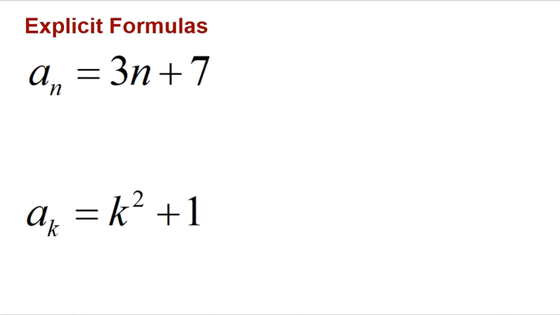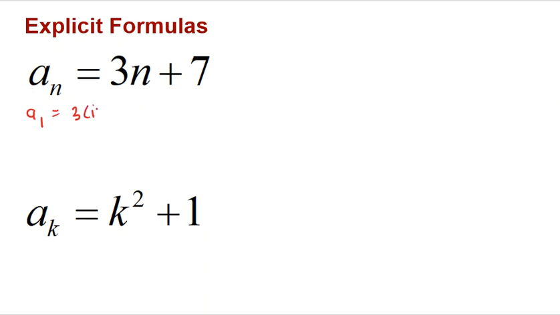So let's look at 2 examples here. This first example says that any term, the nth term, is 3n plus 7. So let's find the first couple terms. To find the first term, I just plug in 1. I'm not going to continue to do this for every one, but I plug in 1 to find the first term.